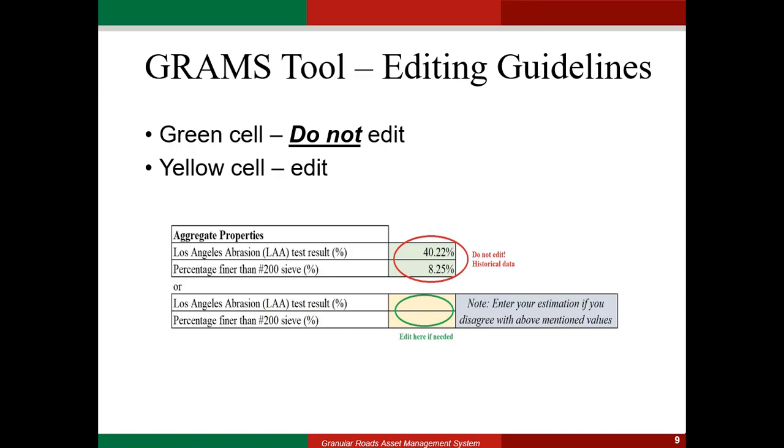And for the overall editing guidelines in the Graham's tool, we have to identify the color of the cells. If the cell color is green, that indicates the historical data and we should not edit that. The user can overwrite the historical data and bypass it if they put their values in the corresponding yellow colored cells. Now we're gonna start the demonstration of Graham's tool.